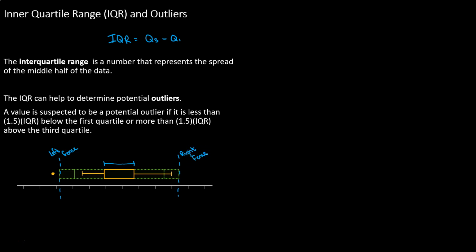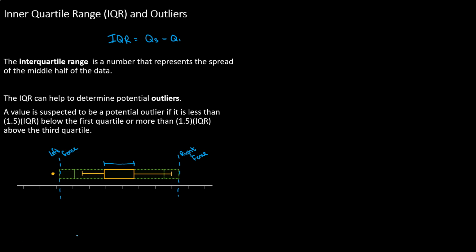This right fence is going to tell us if we have any data values that are extreme on the right-hand side, larger than everything else in our data set. We'll use the left fence and the right fence to help us determine if any values in our data set are extreme, if they're outliers.